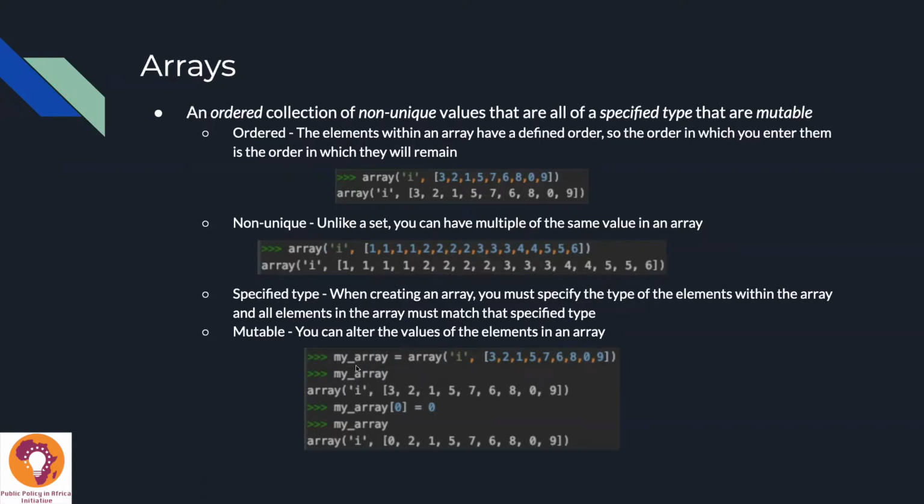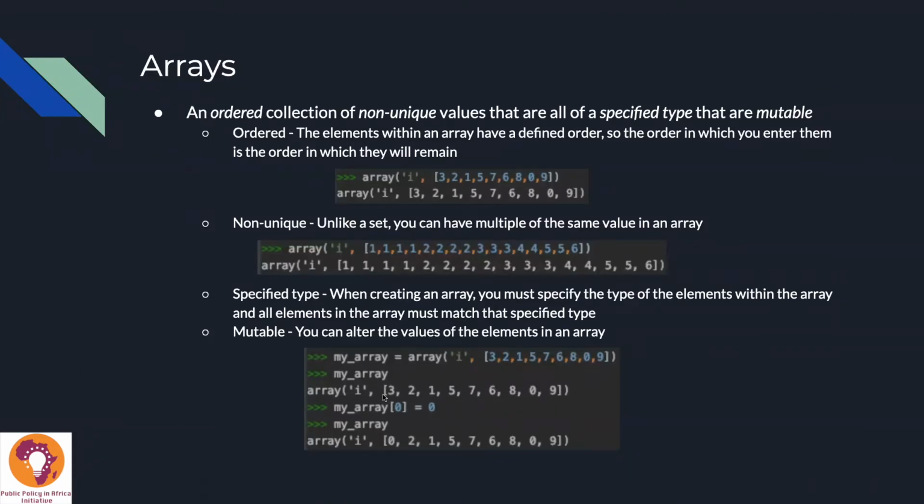You can alter the values of the elements in an array relatively easily. So if I define my array, my array, set it equal to, using the assignment operator, an array of type integer with 3, 2, 1, 5, 7, 6, 8, 0, 9 as my collection of data elements. If I output my array, we'll notice that none of that order of values was maintained. And if I had any repeats, those repeats would have showed up here, but I just didn't happen to include any repeats in this array.